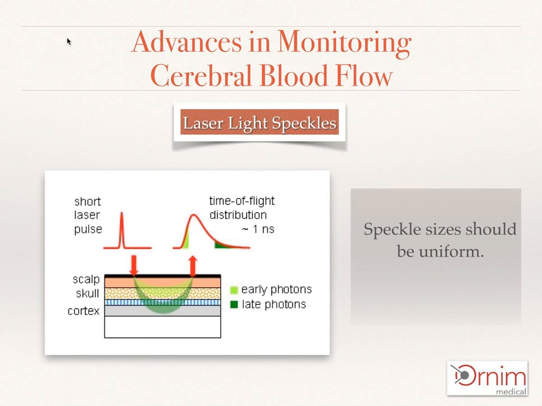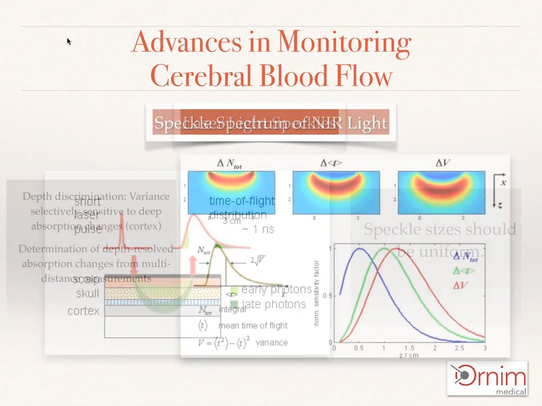So we know that as light passes through the underlying tissues, there are some photons that get back to our sensor earlier than others. When light takes a fairly short path through the scalp and the skull, it arrives back at the sensor earlier than those photons that arrive after traveling through the cortex itself. And we can actually generate a time-of-flight distribution curve, as you see in this picture here, that discriminates between photons that arrive back at our sensor earlier rather than later. These speckle sizes should be fairly uniform when there's no underlying bulk flow through that underlying tissue.